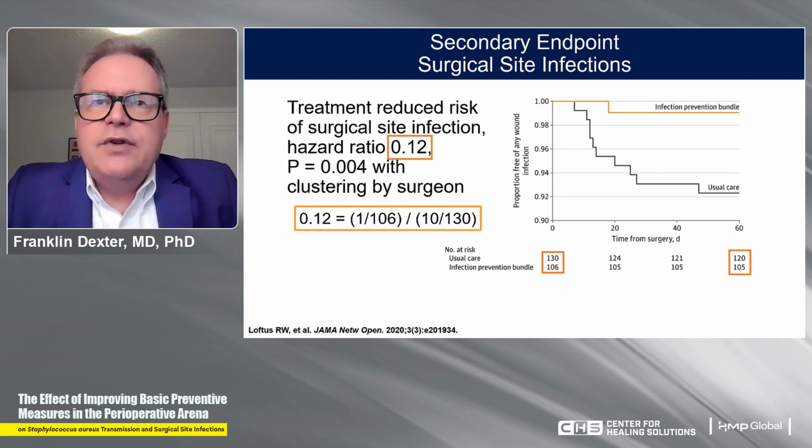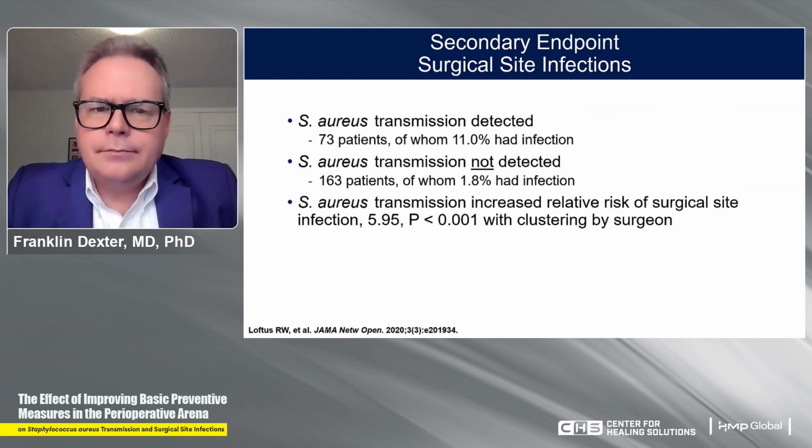So that's why you have in the numerator 1 divided by 106, and in the denominator 10 divided by 130. And when you do that arithmetic, you get 0.12. That's the estimate of the hazard ratio. I'll use that later on.